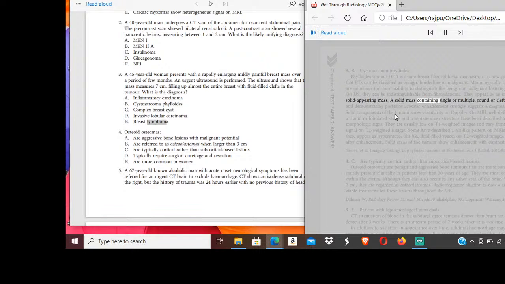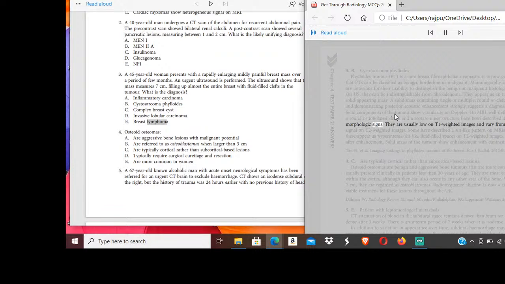A solid mass containing single or multiple, round or cleft-like cystic spaces, and demonstrating posterior acoustic enhancement strongly suggests a diagnosis of PT. Solid components of the tumor show vascularity on Doppler. On MRI, well-defined margins with a round or lobulated shape, and a septate inner structure have been described as characteristic morphologic signs.